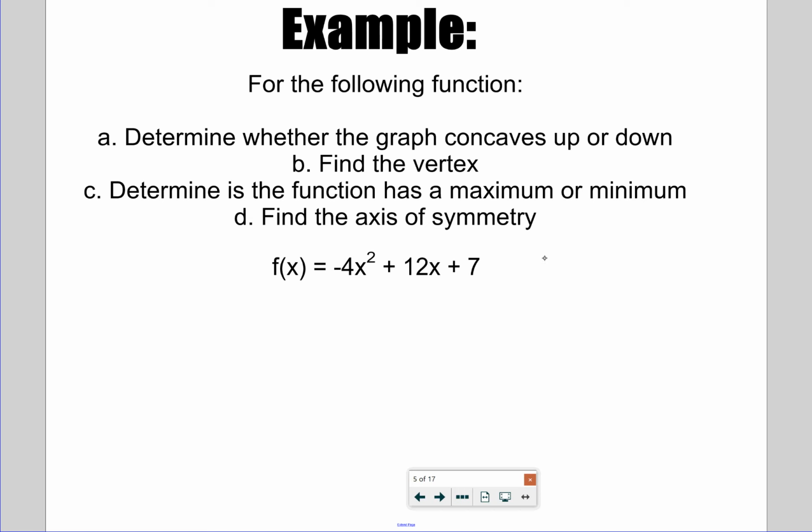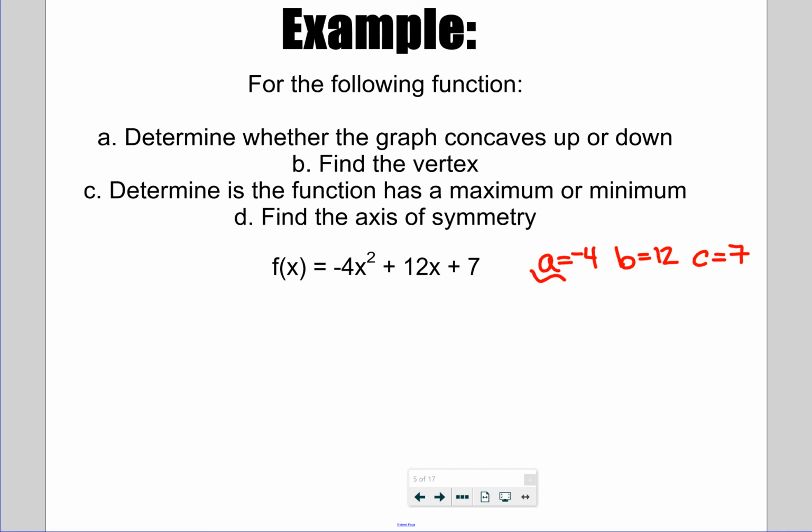The first thing I'm going to do is just name my A, B, and C from this standard form. A is the number in front of the x squared, negative 4. B is the number in front of the x, 12. And C is the constant, 7.